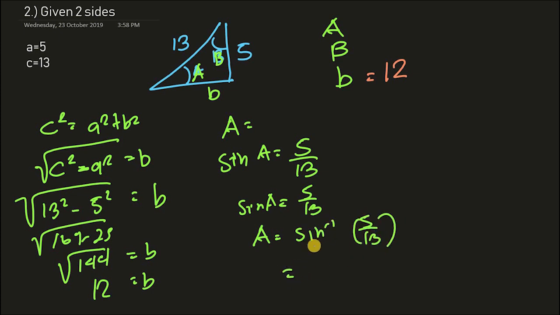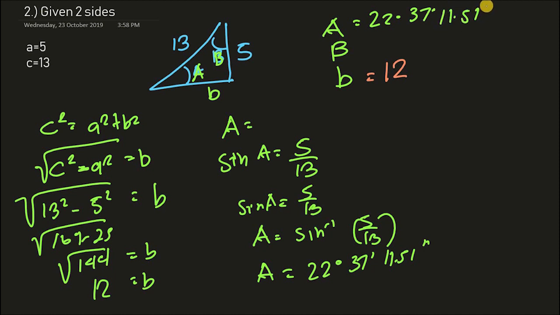To find for the angle A, that's arc sine of 5 over 13. Solving that in our calculator, we would get an answer. An answer would be 22 point something, but I prefer you get it in degrees, minutes, seconds, para mas more accurate siya. So our result, the value of our angle A would be equal to 22 degrees, 37 minutes, 11.51 seconds. Alright, so that's the value of our angle A, 22 degrees, 37 minutes, and 11.51 seconds.